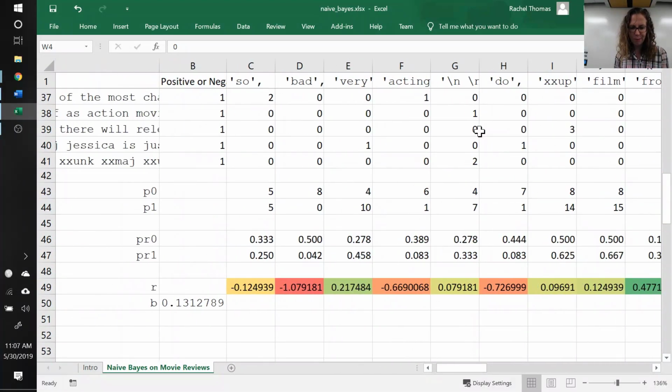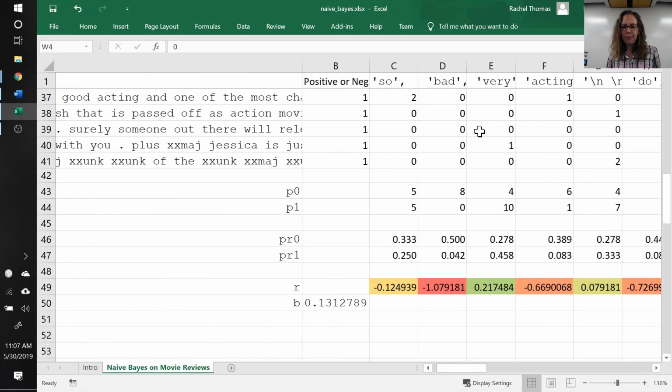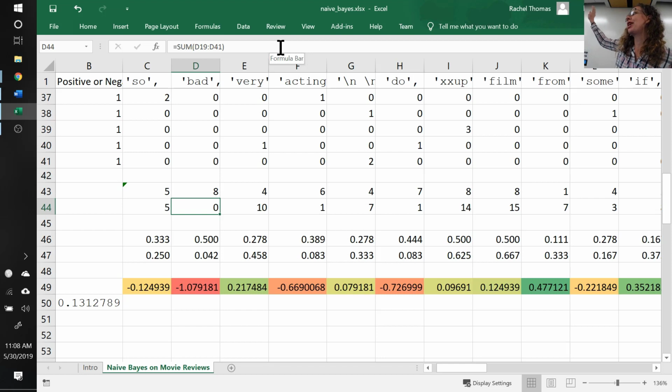This should be available in the GitHub repo. I've calculated P0 and P1 here. P0 is just the sum of how often the word shows up in the negative reviews. P1 is how often it shows up in the positive reviews. Not surprisingly, bad shows up 8 times in the negative reviews and 0 times in the positive reviews. And again, I'm just looking at 40 particularly short reviews here. So this is not a ton of data.